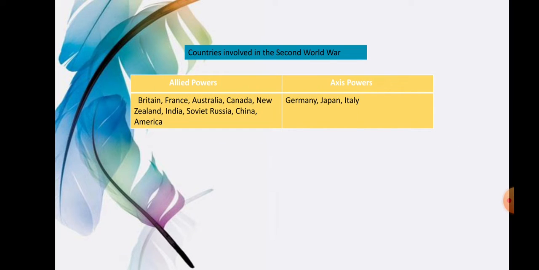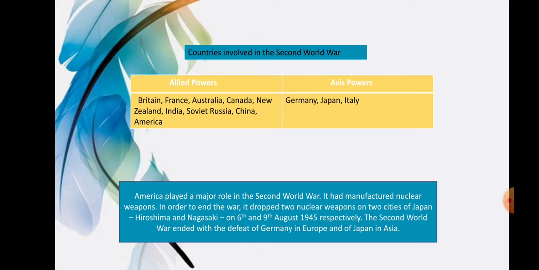Countries involved in the Second World War: the first group was Britain, France, Australia, Canada, New Zealand, India, Soviet Russia, China, America. And the other group, Germany, Japan, and Italy. America played a major role in the Second World War. It also had manufactured nuclear weapons.